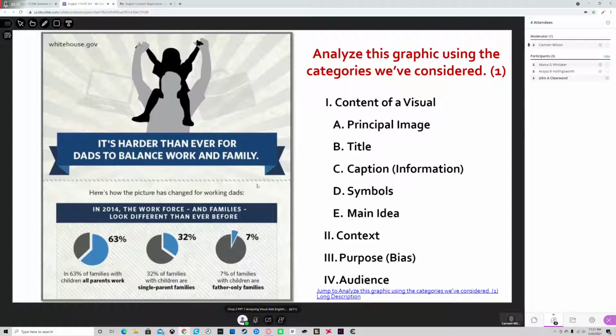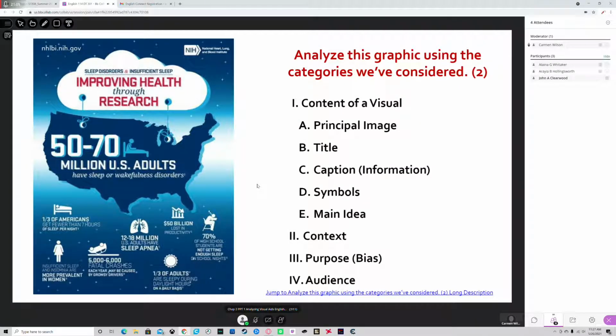It says it's harder than ever for dads to balance work and family. Nice picture with the child on top of the dad. And then they looked at the workforce. Here, all parents, single parents, and dads only. So they're showing you the difference, how the changes have occurred in the workforce. Again, it's the same kind of thing when you analyze graphic information.